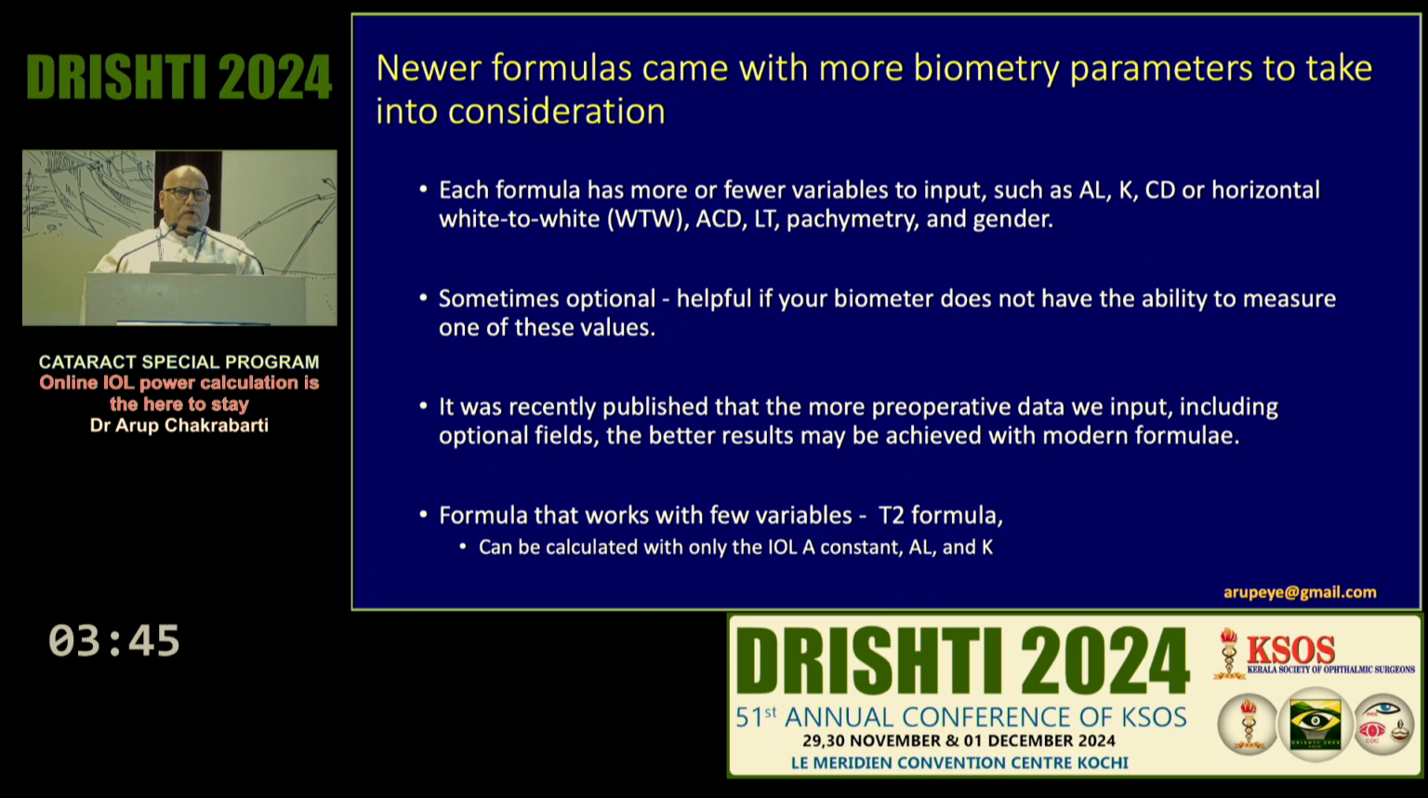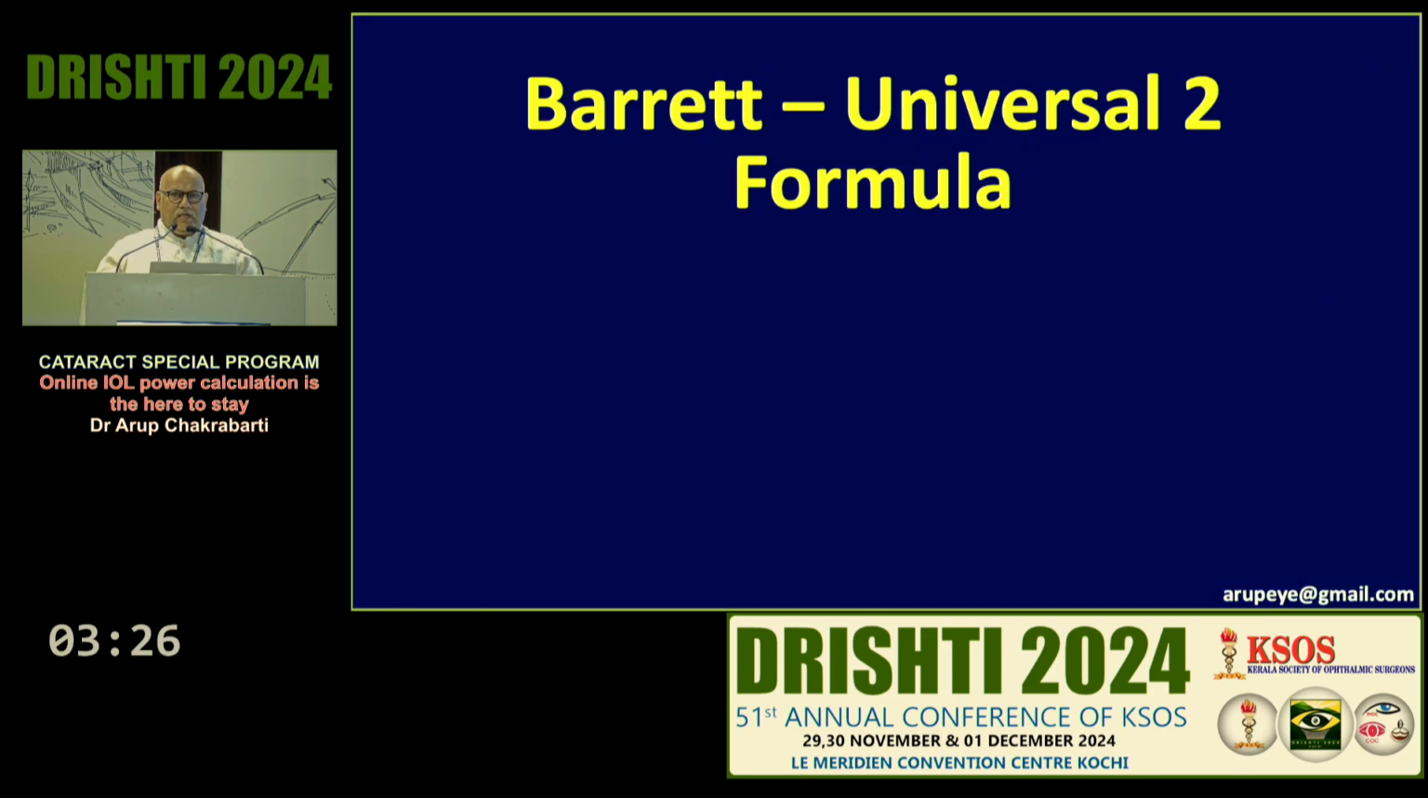Many of these newer variables that are required are actually optional. So if your measurement device doesn't measure it, that is also okay. You can still calculate the intraocular lens power. It may be more accurate if you had all the variables that were incorporated in the various fields of the formula. And so basically try to get as many variables as possible.